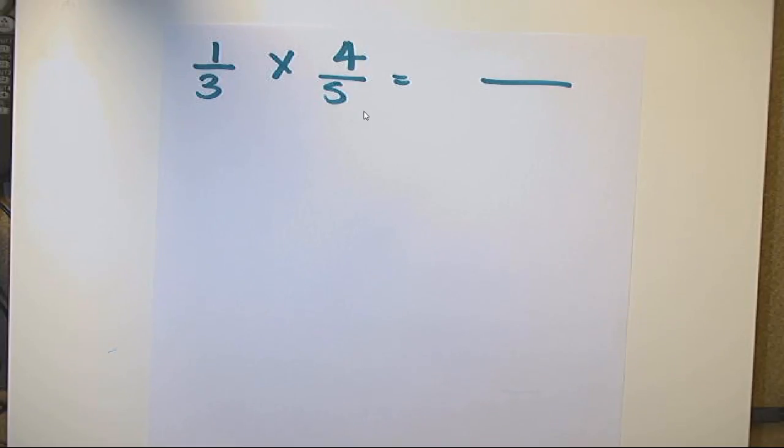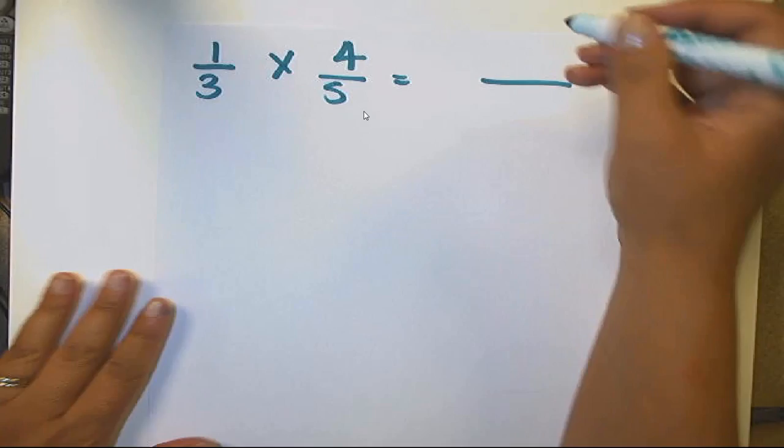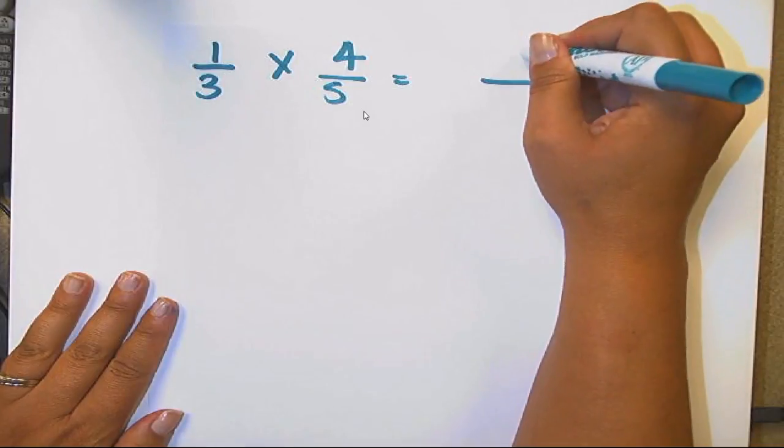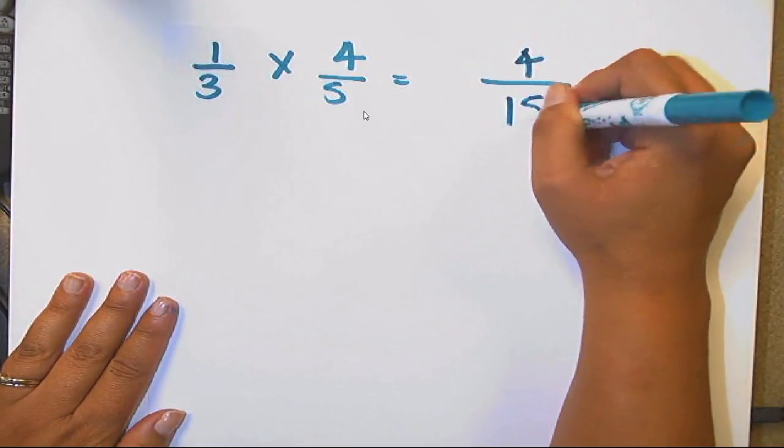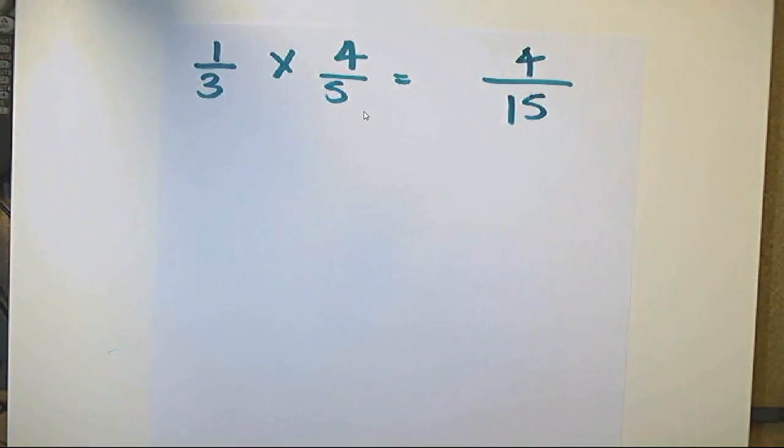If you just have simple fractions, then you can just multiply your numerator straight across the board, and you can multiply your denominator straight across the board. So this problem would end up being 4/15. That's your answer. Simple as that.